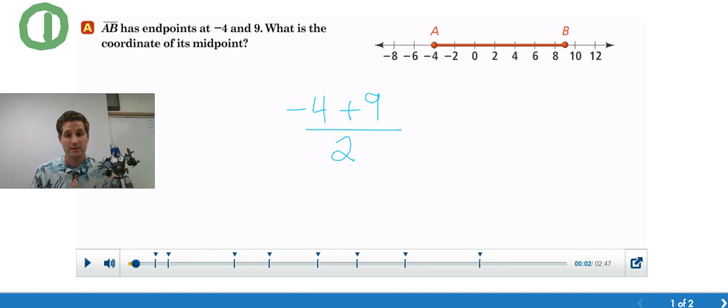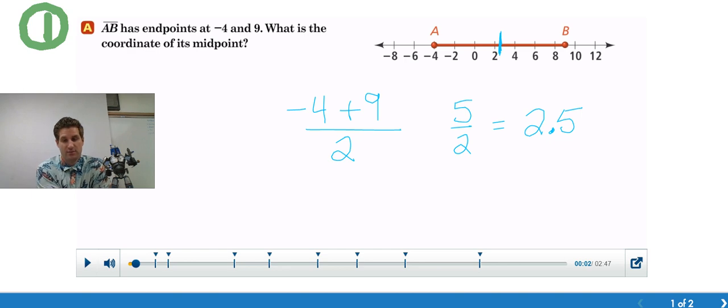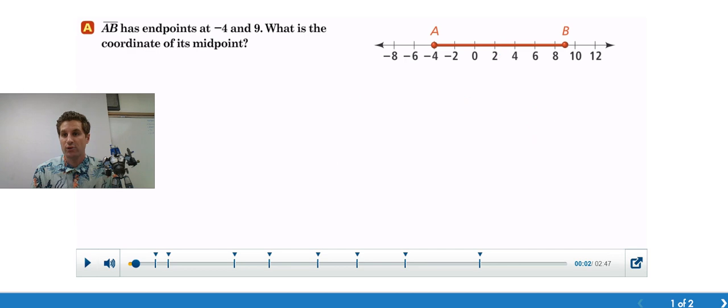So -4 plus 9 is 5. And then 5 divided by 2, we could leave it as that answer, but it looks like we kind of want to plot it somewhere on here. So 2 goes into 5 twice with 1 left over, so we get 2.5. And if you go to about 2.5, that's probably about 2.5 right there. And that looks pretty close to being the middle of this. So I would say that's probably correct. Let's look at our next problem.